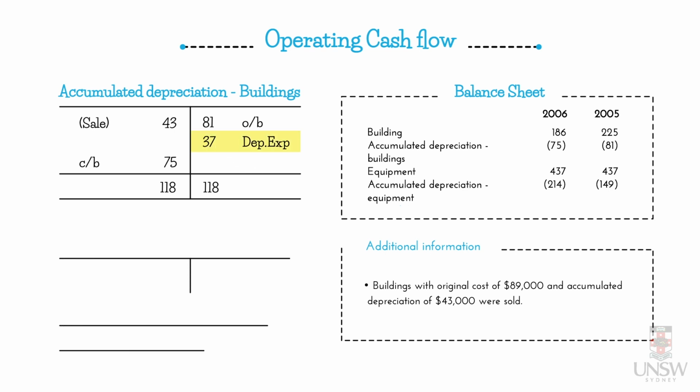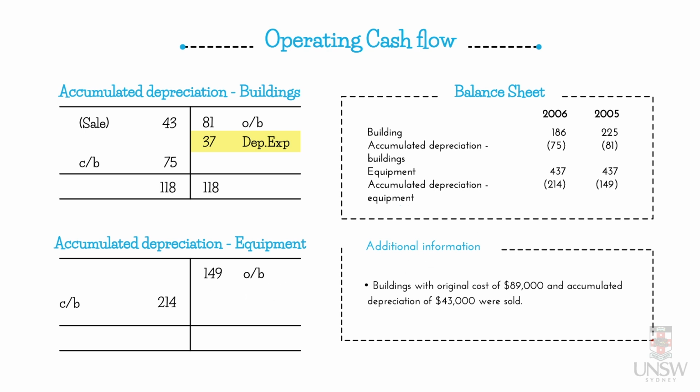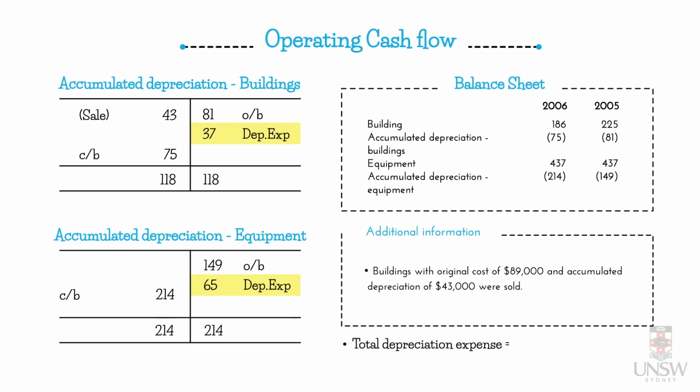We can also verify the accumulated depreciation equipment T account by writing it in full. So we put in the opening balance on the credit side, 149, and then the closing balance on the debit side, 214. The difference between the 214 and the opening balance, 149, gives us depreciation expense of 65. So now we've got the two amounts of depreciation, we can add them up. So 37 plus 65 gives us 102 depreciation.